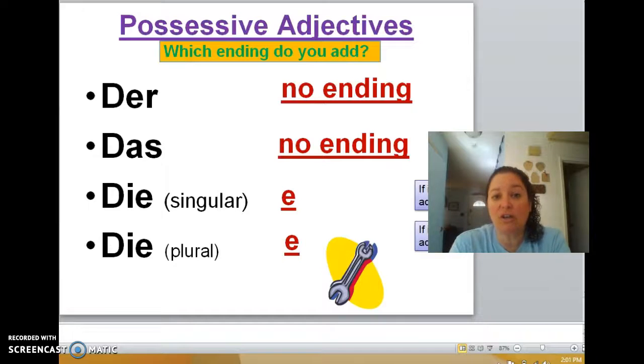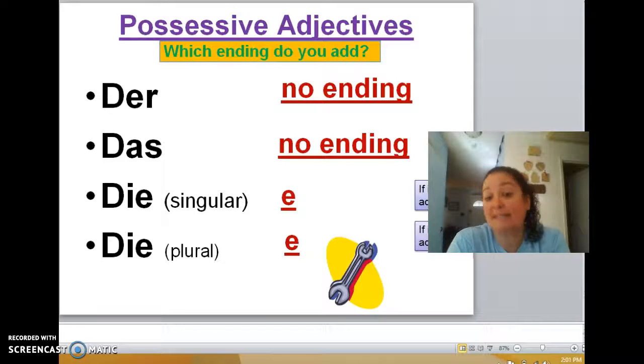So if you look at the chart on the screen, you'll see that if you have a der word, you don't add an ending. So a der word like Hund, you don't add any ending. If you want to say my dog, you just use the root word, mein Hund. If you want to say your dog, dein Hund. There's no ending at all. You just use mein and dein.